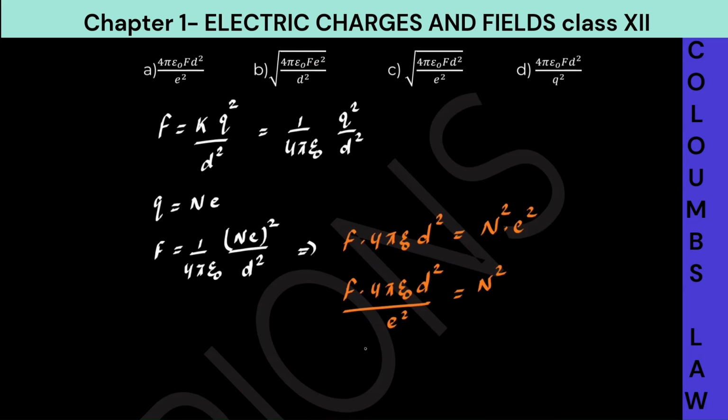Root of n will be root under F into 4 pi epsilon naught d square upon e square. You can take out d and e, but since in the options we don't have d and e out of the root, the correct answer must be option C.